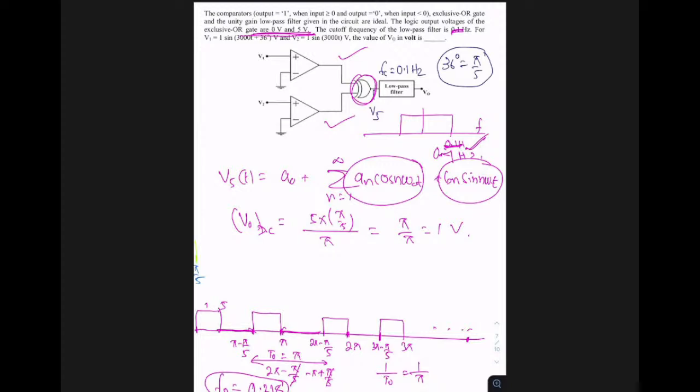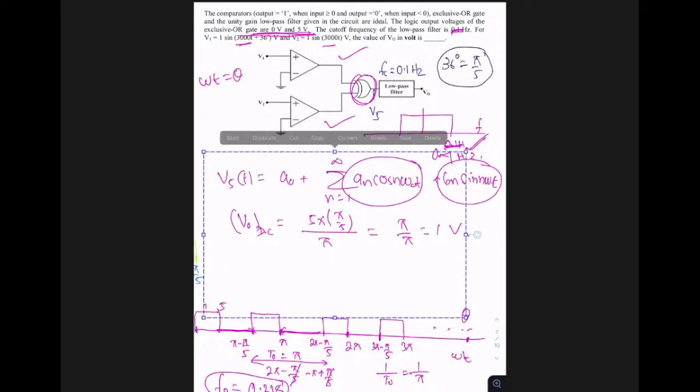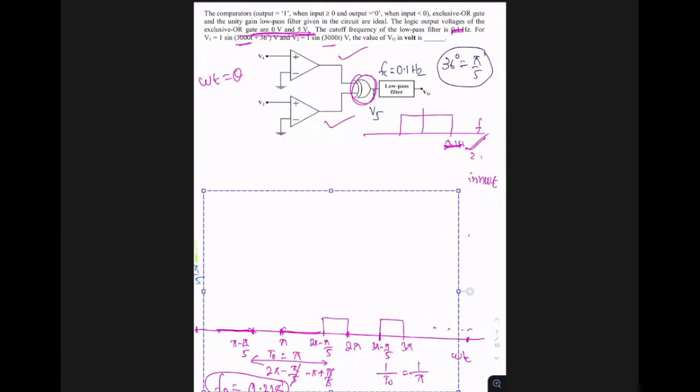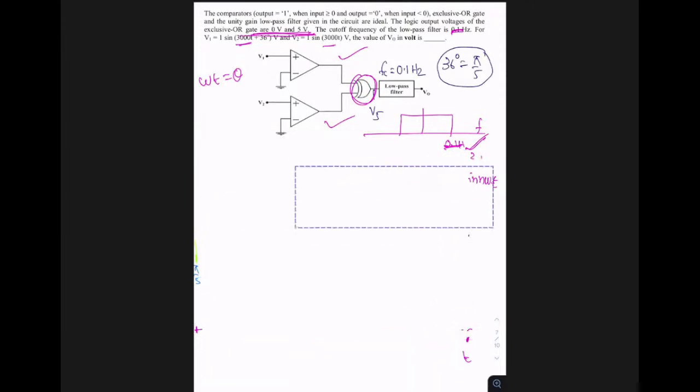Some people have doubts: what is this axis? The axis which I have taken is the omega t axis. Actually, it really doesn't matter. You can think of omega t equal to theta, so basically we have plotted with respect to theta. Now, some people might have doubts: sir, here the frequency is 3000, so what about this 3000? It really doesn't matter. Why? You see here, take any particular square wave, okay? Look at any particular square waveform.